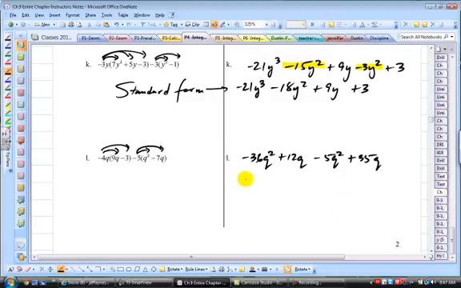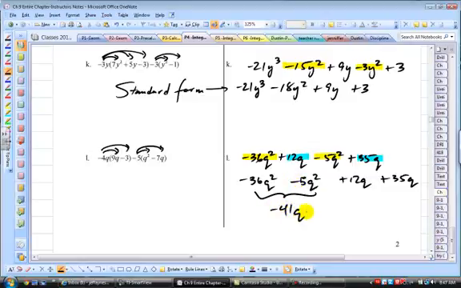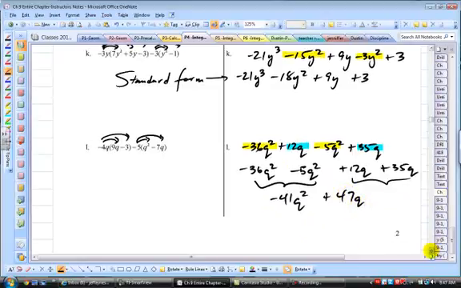And then regroup, we've got the squared terms here as my first group, and the q's in my second group. So I've got a negative 36q squared minus 5q squared, and then a plus 12q plus 35q. So how many q squareds do I have? Well, a negative 36 and a negative 5 is a negative 41q squared. And then my second group, 12 and 35, that would be 47, so positive 47q. All right, standard form. And that's all there is to it, guys.